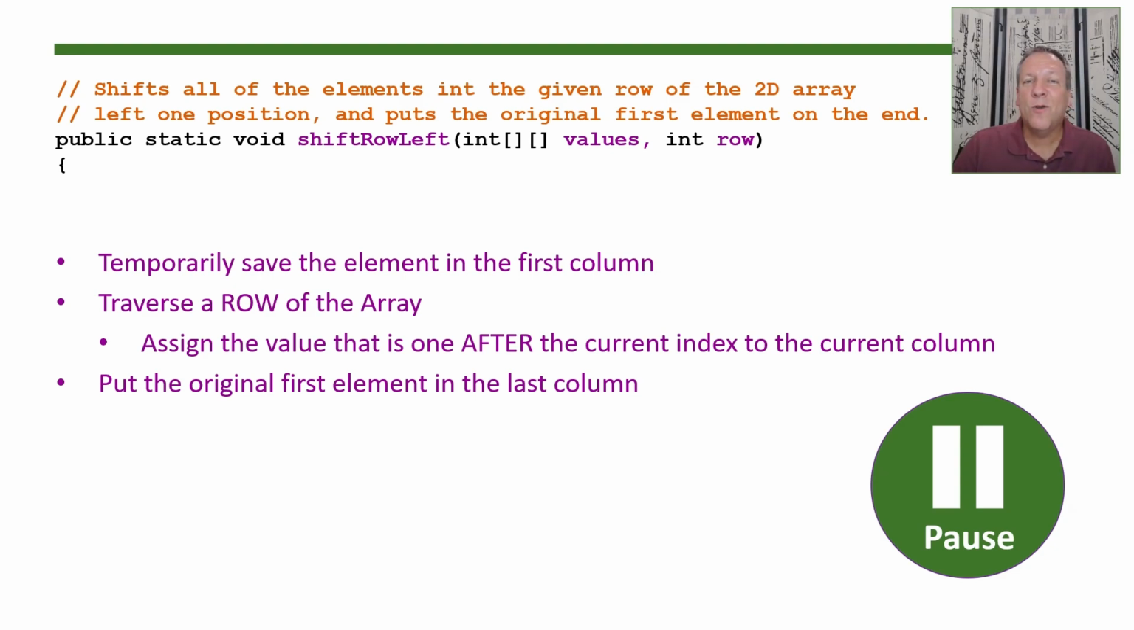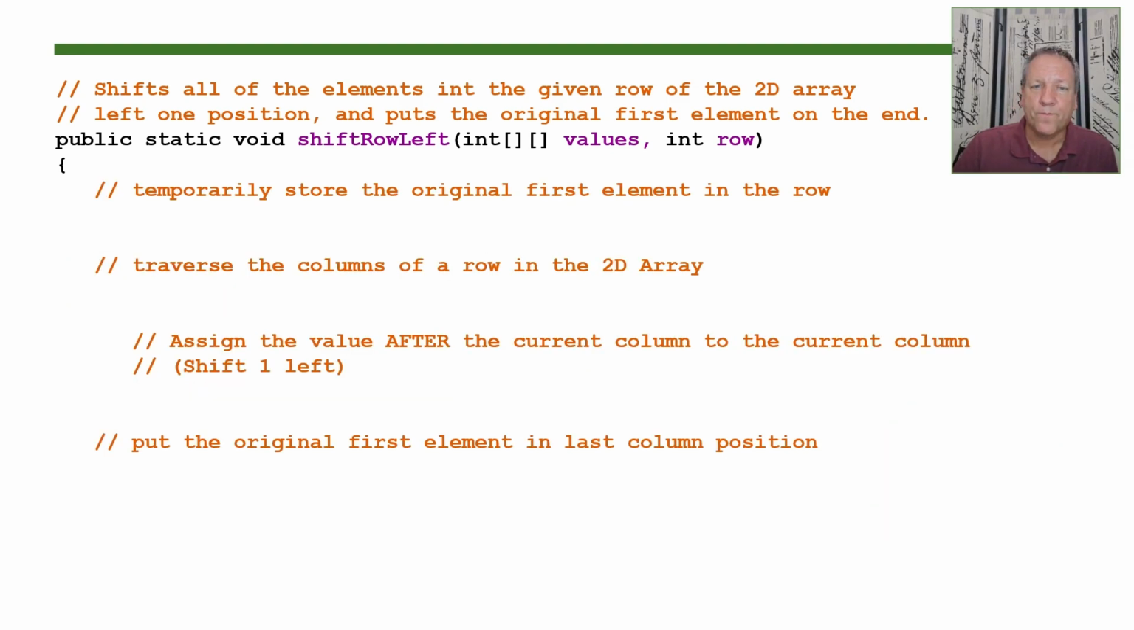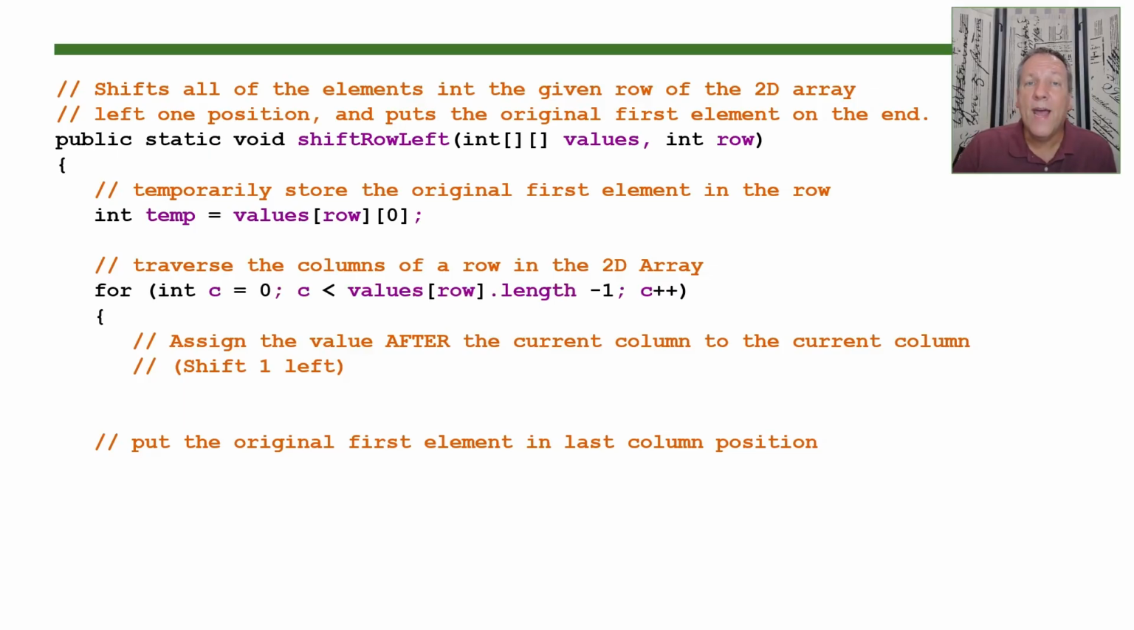All right, let's turn these statements into comments and write the code for this algorithm. So here we go, our algorithm in comments. First, let's store the element from the first column in our row to a temporary variable. We'll call it temp. Next, we'll traverse the columns of our row using a for loop. Notice that our Boolean condition is less than length minus 1 because we want to prevent going out of bounds like we saw in the last video when accessing consecutive elements.